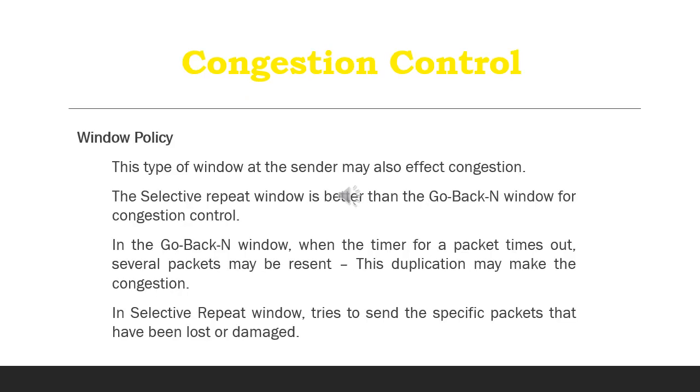The type of window at the sender may also affect congestion. The selective repeat window is better than the go back N window for congestion control. In the go back N window, when the timer for a packet times out, several packets may be resent. This duplication may make the congestion worse. The selective repeat window tries to send only the specific packets that have been lost or damaged.